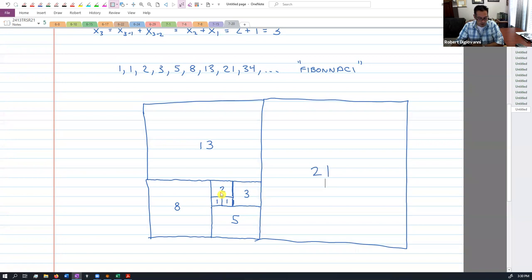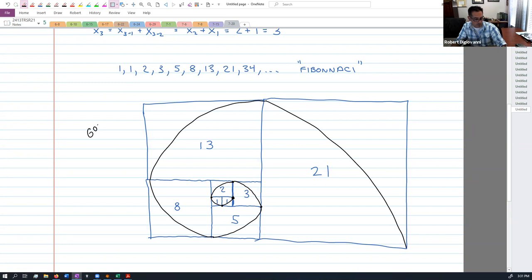And if you start from the first square, this corner right here in the first square, and you connect to the opposite corner with an arc, and then from that square, connect to the opposite corner with an arc, and then from that square, the opposite corner with an arc, and that square with the opposite corner with an arc, and then another arc like that, another arc like that, another arc like that, and you get what's called the golden spiral.